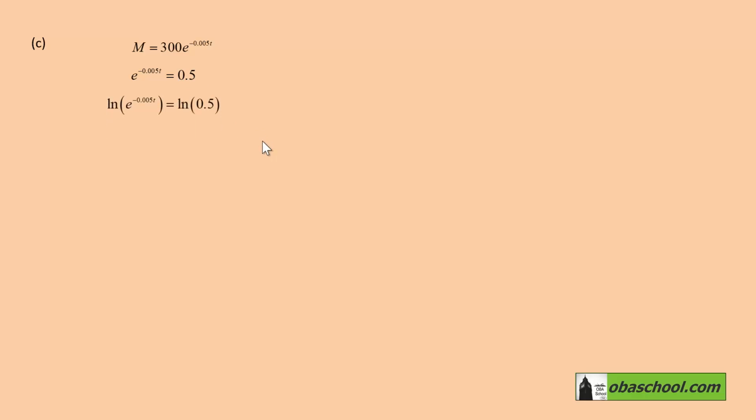So we'll take the natural log of both sides, and again remembering natural log and exponential are inverse functions, we get -0.005t. Log e is log of 0.5, and of course log of e is just 1. And so t is going to be log of 0.5 over -0.005, and that gives us 138.6 days.